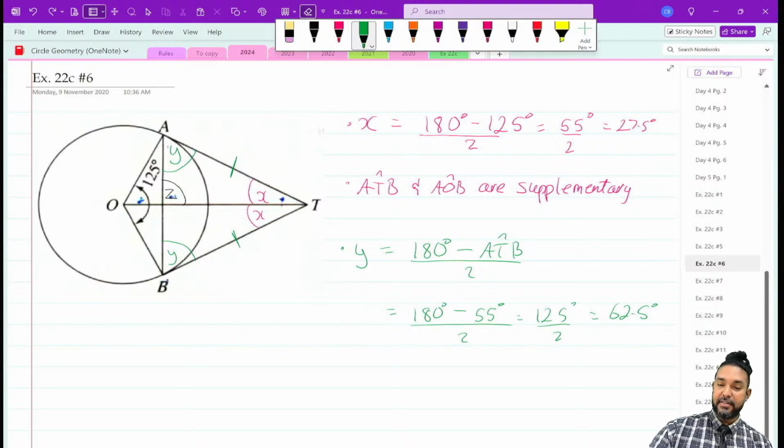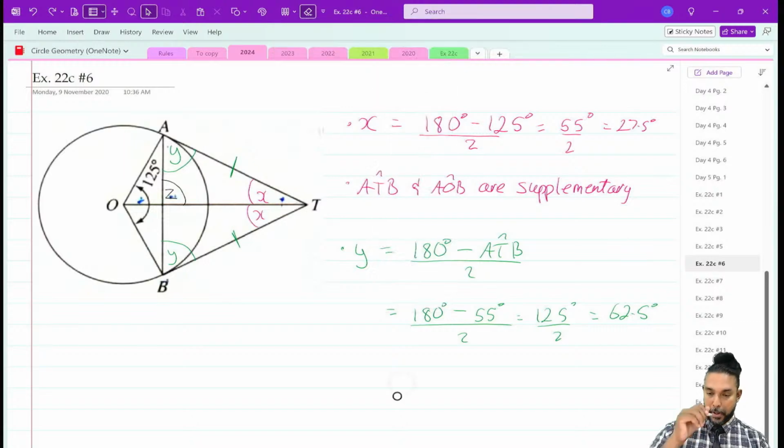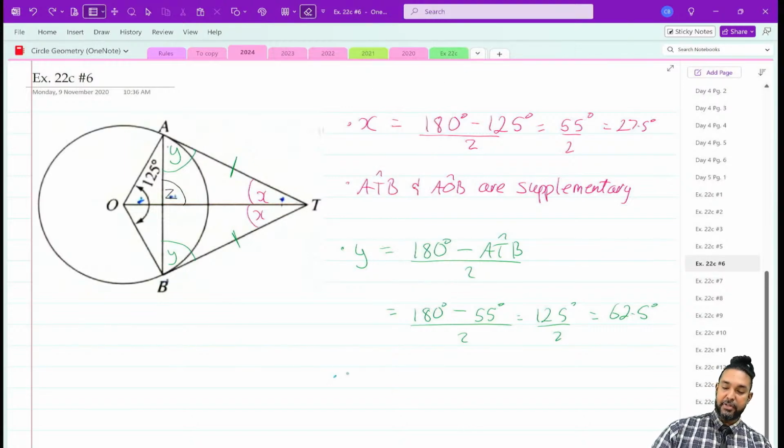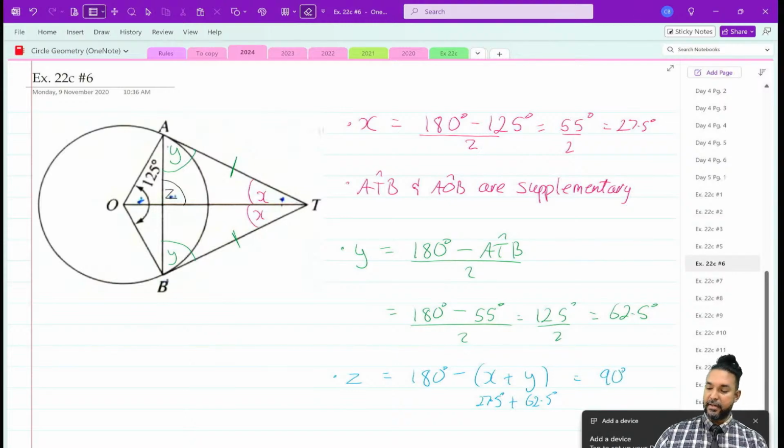And then to find angle Z now, angle Z exists in a triangle with X and Y, not so? What's the sum of the angles in a triangle? 180 degrees. So to find Z, all we have to do is take 180 minus X plus Y. So X was 27.5, and Y was 62.5, which will give us 90. And 180 minus 90 is 90 degrees.